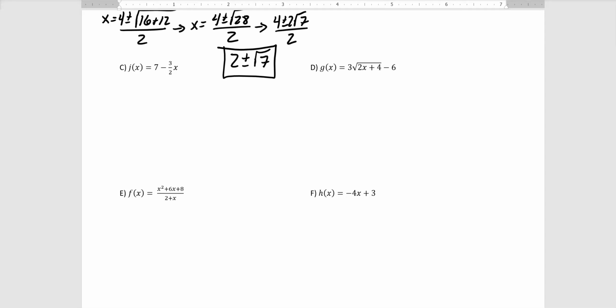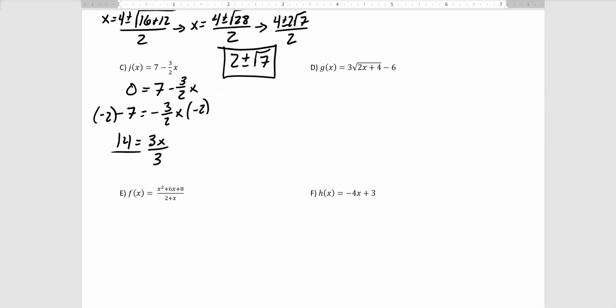Okay, next up, let's look at letter C. j of x equals 7 minus 3 halves x. Set j of x equal to 0. 7 minus 3 over 2 x. So let's start by subtracting 7 from both sides. We get negative 3 halves x. I'm going to multiply by negative 2. When I do that, I will get 14 equals now positive 3x. Divide by 3 to get x all by itself, and I find that x equals 14 over 3. Boom! No need for extraneous there.